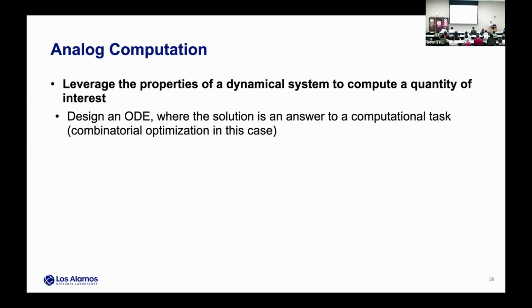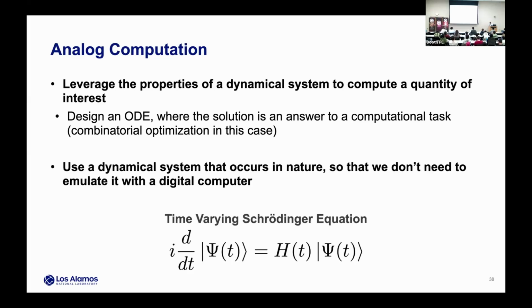So someone asked about algorithms earlier. This is what an analog algorithm is: design an ODE to do what you want. And we're going to do it with the time-varying Schrödinger equation because we're in quantum computer class. So this is the target.